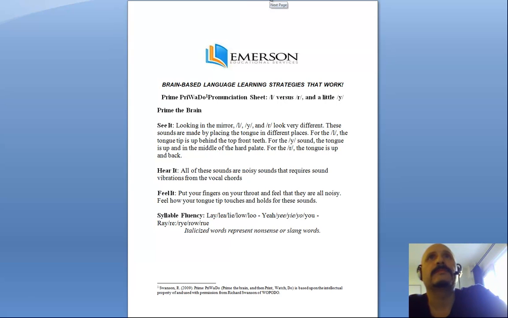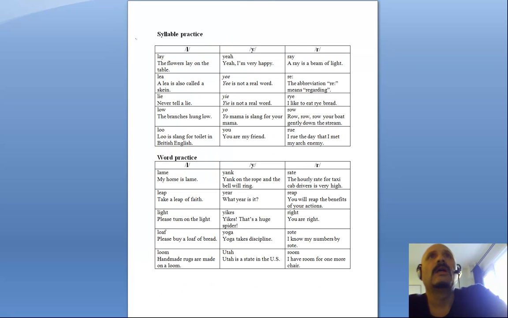Go to page 2. Lay. The flowers lay on the table. Li. A li is also called a skein. Lie. Never tell a lie. Low. The branches hung low. Lu. Lu is slang for toilet in British English.